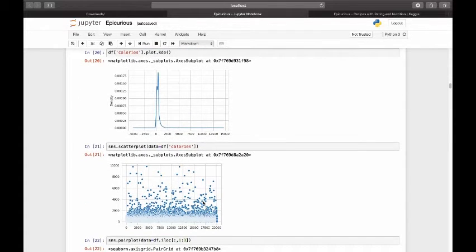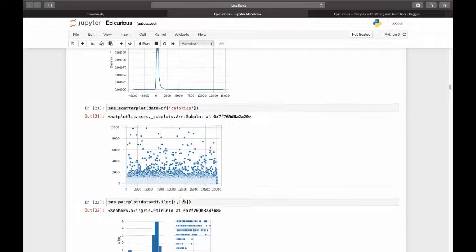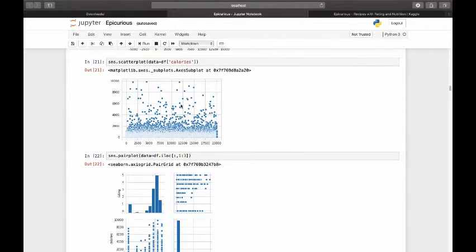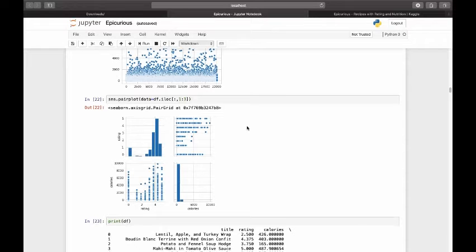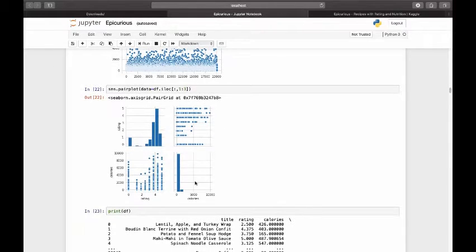And we did a scatter plot again for calories to see whether it was actually necessary to include anything above that, and to see how they're scattered all over the place. But most of the data is within 4000, right? And we did a pair plot just to observe rating and calories.